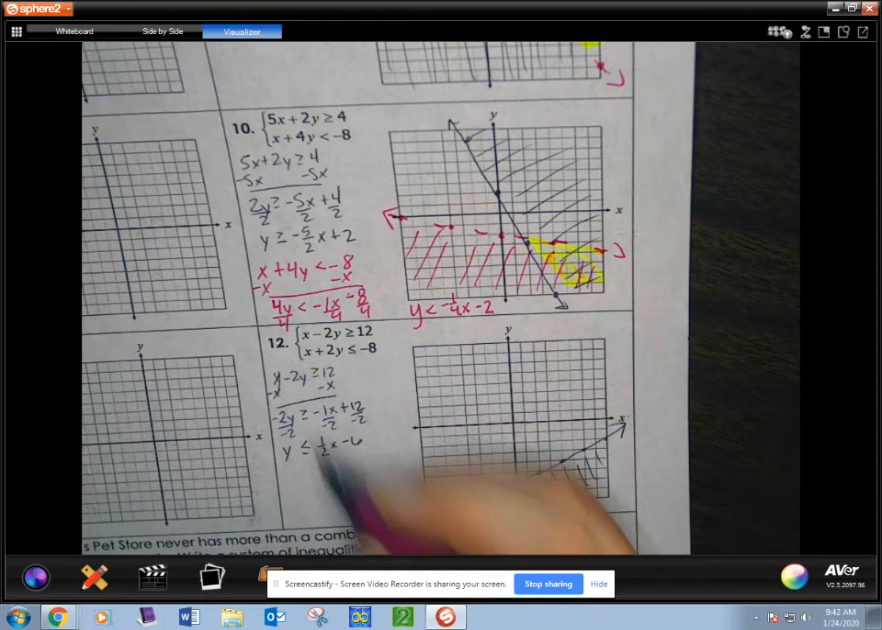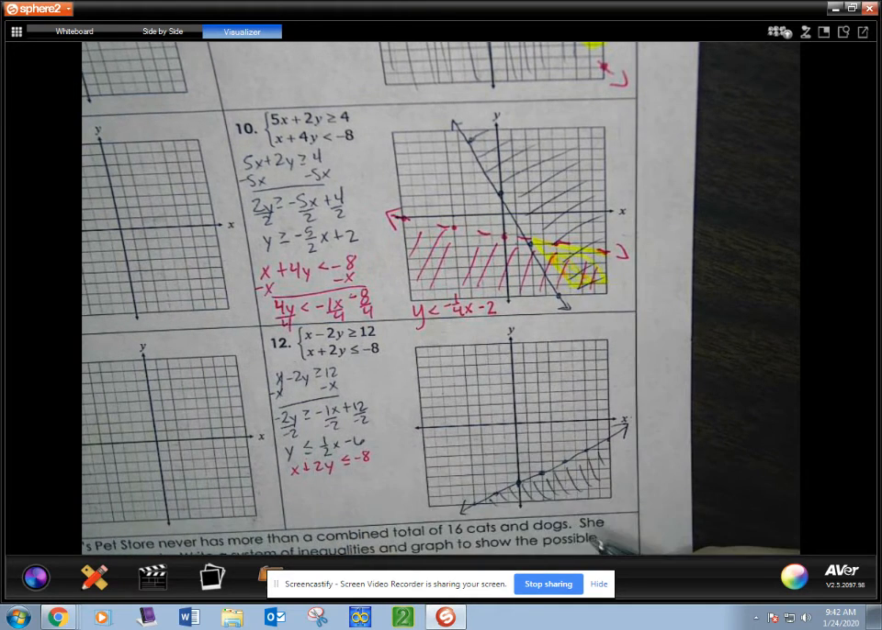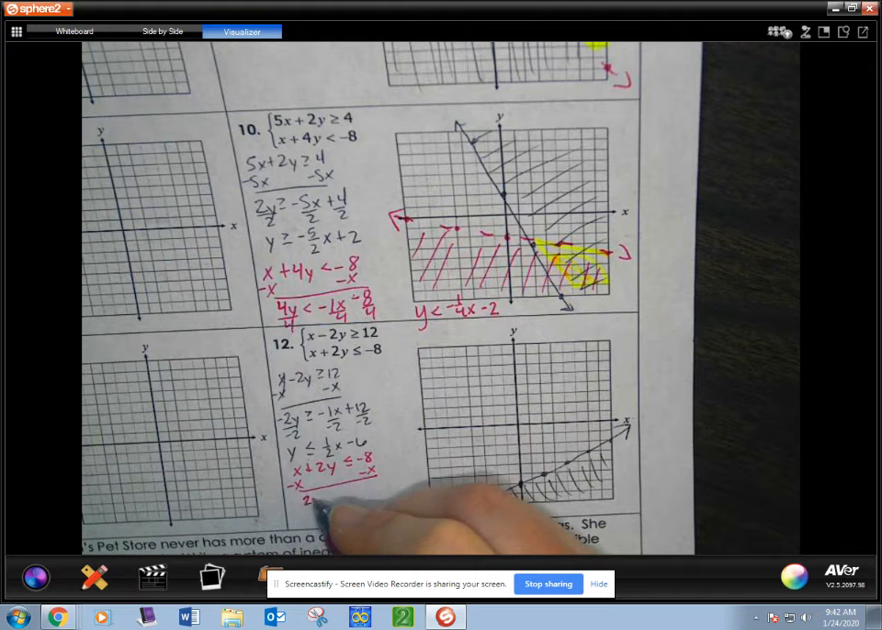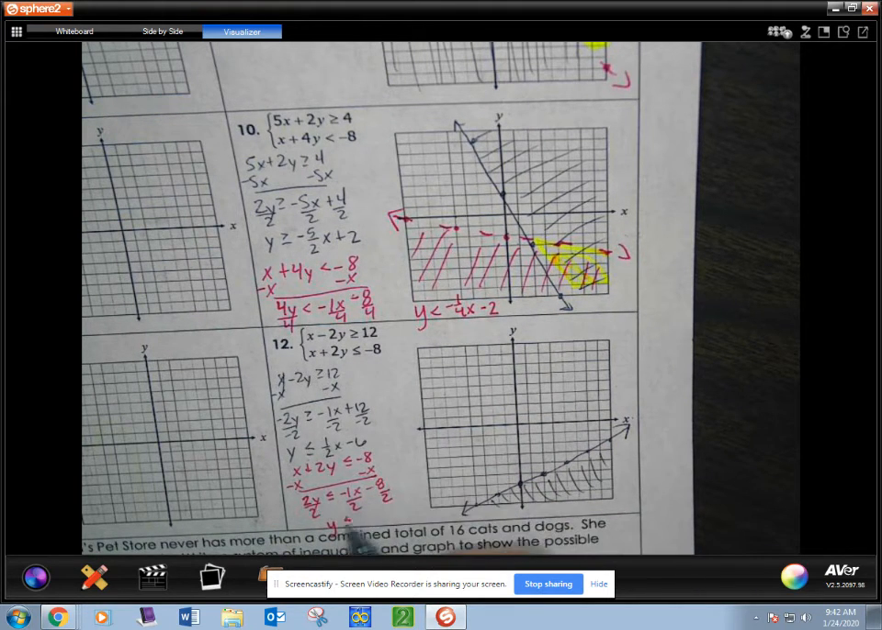Now I go to the other equation, x plus 2y is less than or equal to negative 8. I'm going to move the x by changing the sign. That gives me 2y is less than or equal to negative 1x minus 8. Then I'm going to divide by the number in front of y. Since y is positive, I do not flip my inequality, and this becomes negative 1/2 x minus 4.